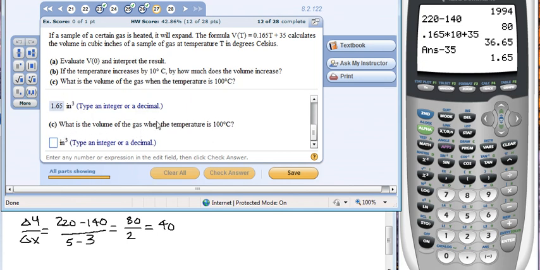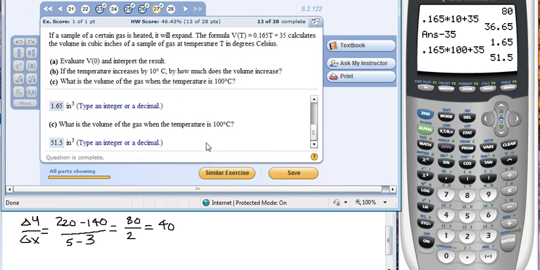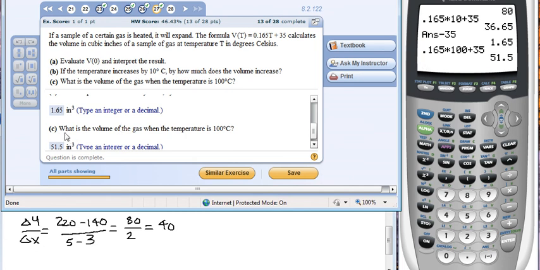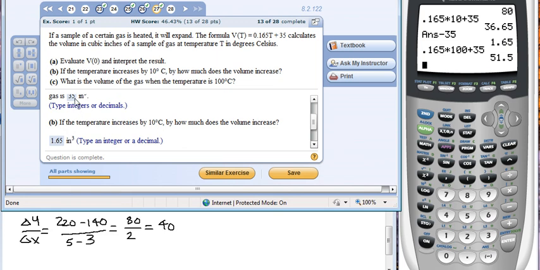What is the volume when the temperature is this? Well, now it's asking you for the volume, the actual volume. So this is actually asking you for V of 100. We'll put 100 in right here. And then it's asking us for the true volume. So we'll try it again, 0.165 times 100. It's 16.5, plus 35, so it's 51.5. Okay, it wants the decimal in there. Good job. Okay, so be careful with that: this is asking you for the volume and this is asking you for the volume increase from the original 35.